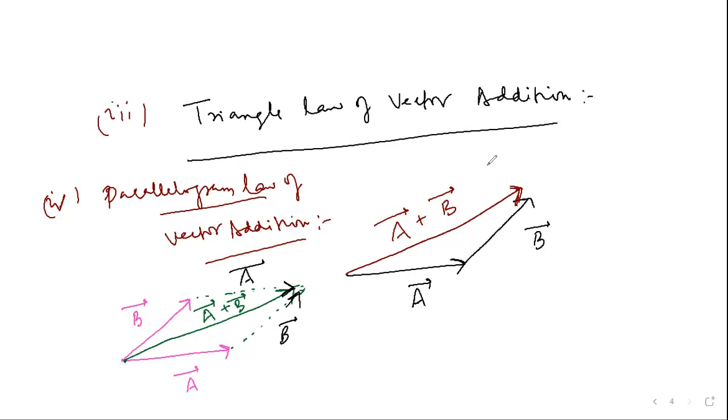So you can use triangle law, you can use parallelogram law of vector addition to find the sum of two vectors. Here you join tail and tip, here you join the tails, then complete the parallelogram as I have explained to you. So here is one more property: vector addition is commutative.